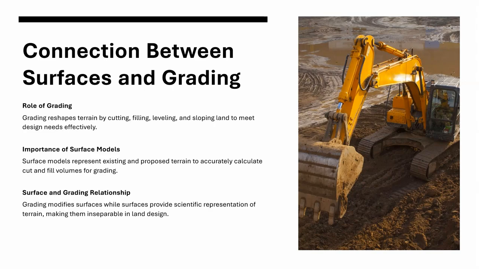You can't know how much dirt to cut unless you know what the ground currently looks like. You can't fill volumes unless you have a model of both the existing and proposed conditions. You can't predict drainage without knowing the slopes of the terrain. In short, grading is the art of modifying surfaces. The surfaces are the science of representing terrain. These two are inseparable.